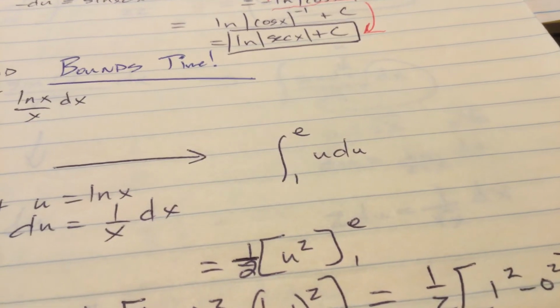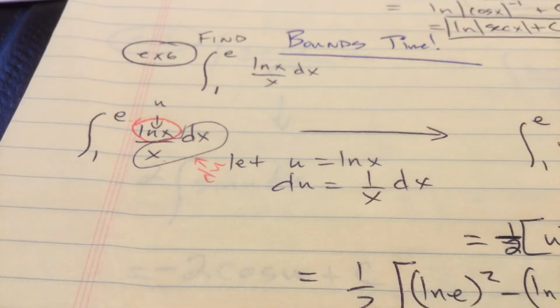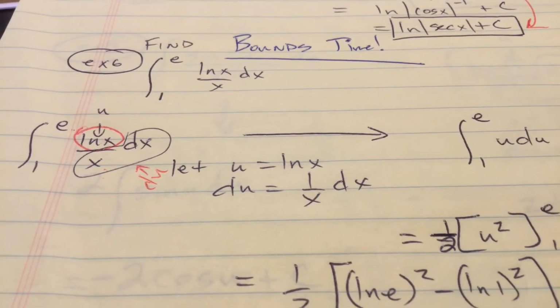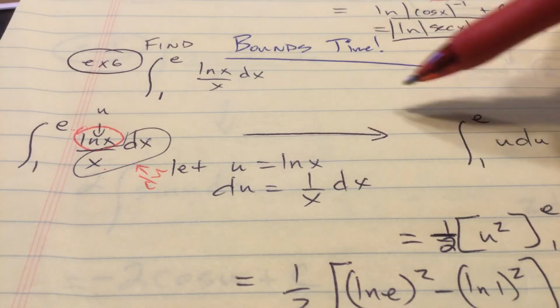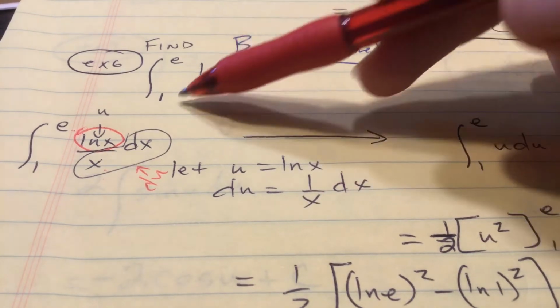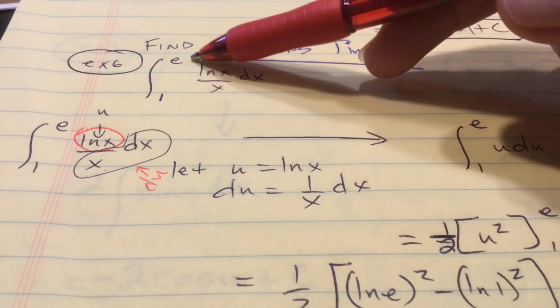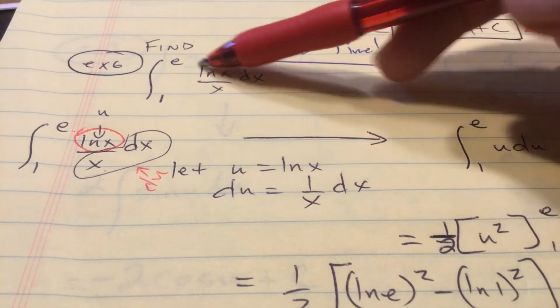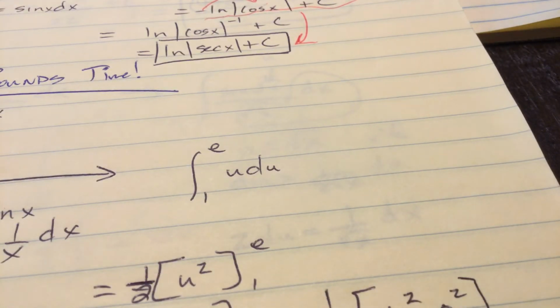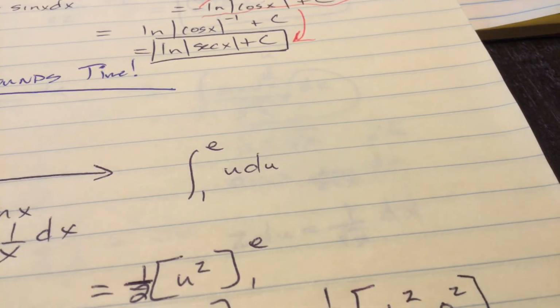Now, if I wanted to, I could switch the bounds and make this totally in terms of u. If u is natural log x, then my first bound would be natural log 1, which is 0. If u is natural log of x, then my second bound would be 1. So my bounds would change from 1 to e to 0 to 1, but I did not change the bounds in this one.